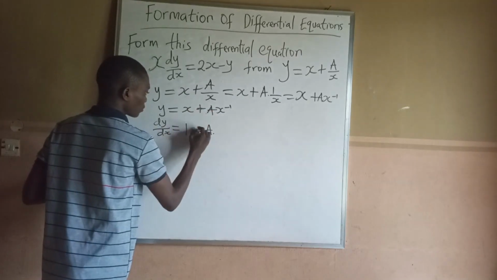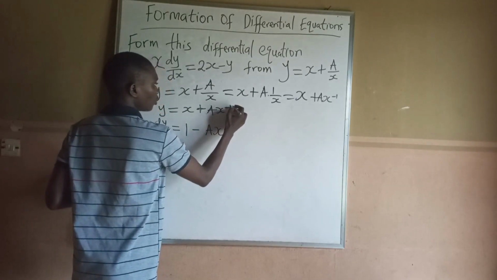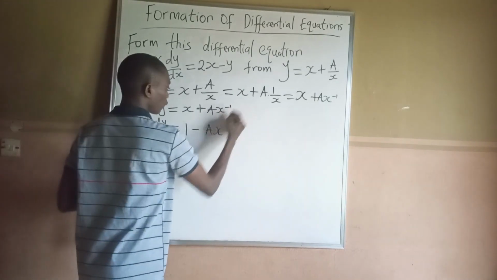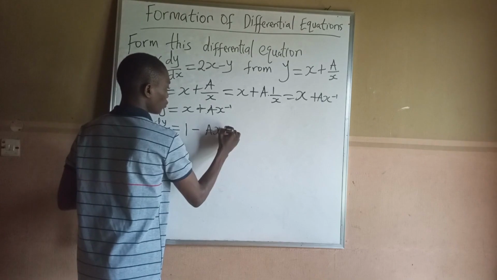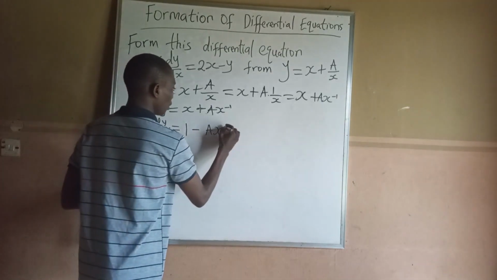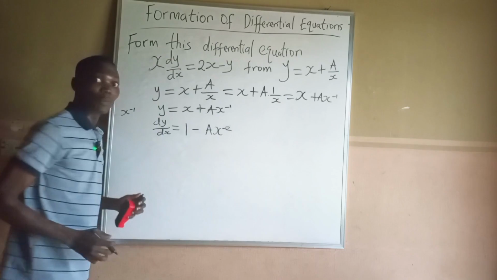So I will have x raised to power of what? I've said we subtract 1 from the power. When we subtract 1 from it, it becomes minus 1 minus 1, and minus 1 minus 1 will give us minus 2, okay? So we have this. Our dy/dx is given to be this.